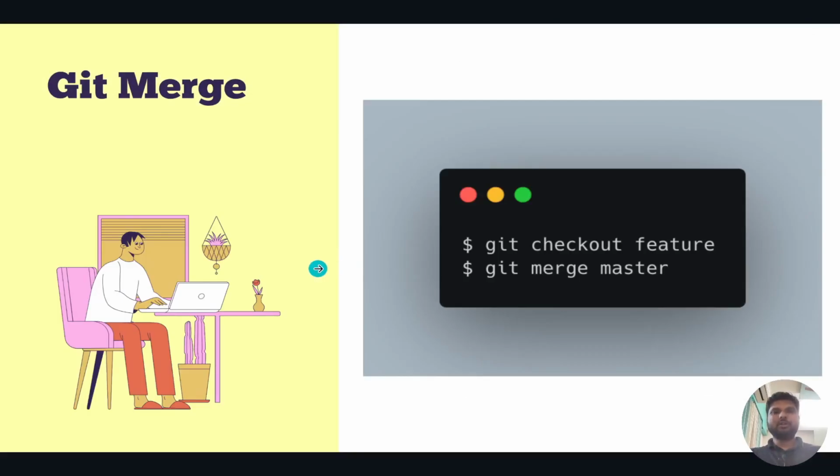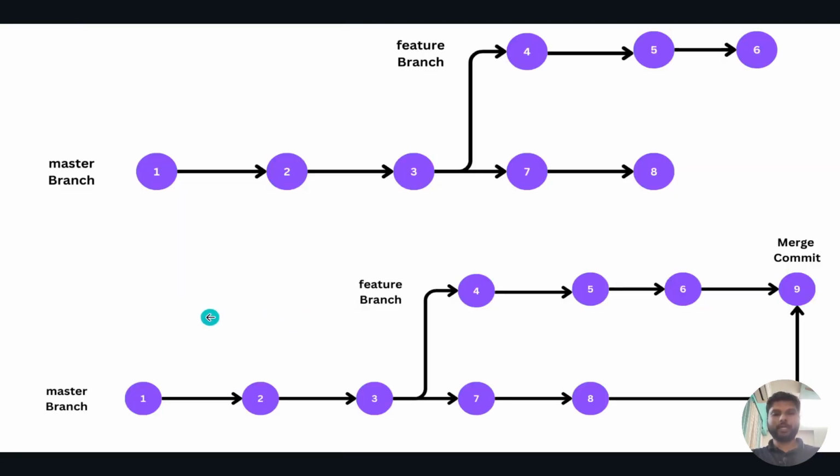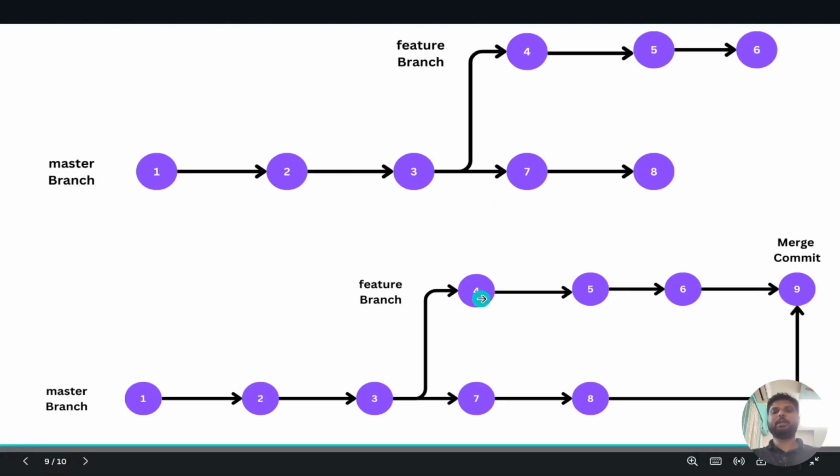Now let's look at Git merge. So now let's look at how Git merge works. To do a Git merge, you just check out to the feature branch and you type in git merge master to merge master with a feature branch. So now the updated Git history looks like this. If you remember, our old history was looking like this, and when we merge master in the feature branch, it will look like this.